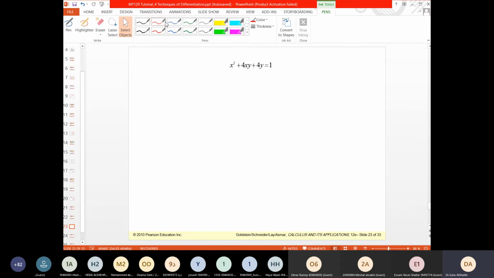So here is my function. To find the derivative, I differentiate x square. What's the derivative of x square? Just 2x, as usual, plus. Now, what's the derivative of 4xy? What do you think? 4 is a constant. x times y is a multiplication of two things, right? This multiplication between x and y is a product.